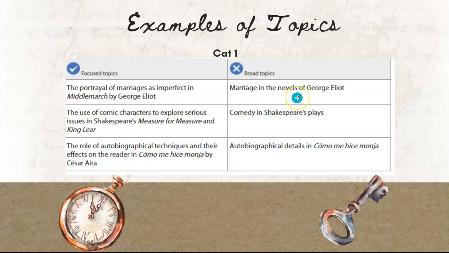Look at the first topic, marriage in novels of George Eliot. Again, too broad. And what about marriage? So then when we just focus it to the portrayal of marriages as imperfect in Middlemarch by George Eliot, we've made a claim already.